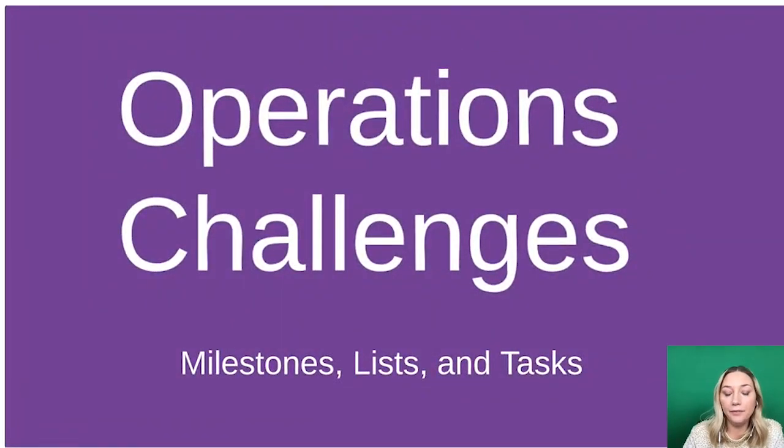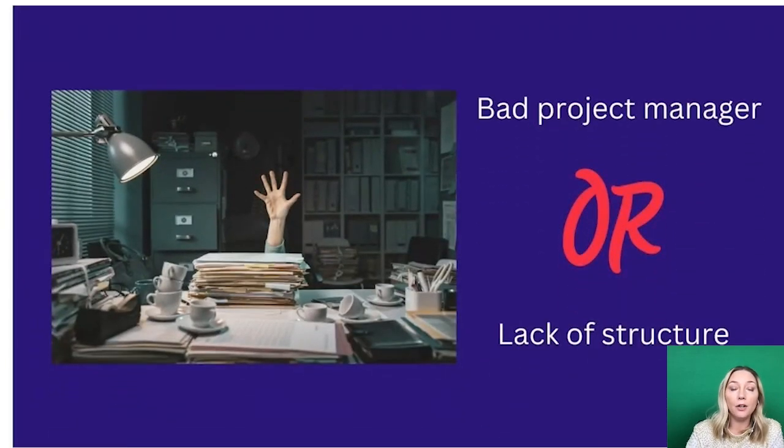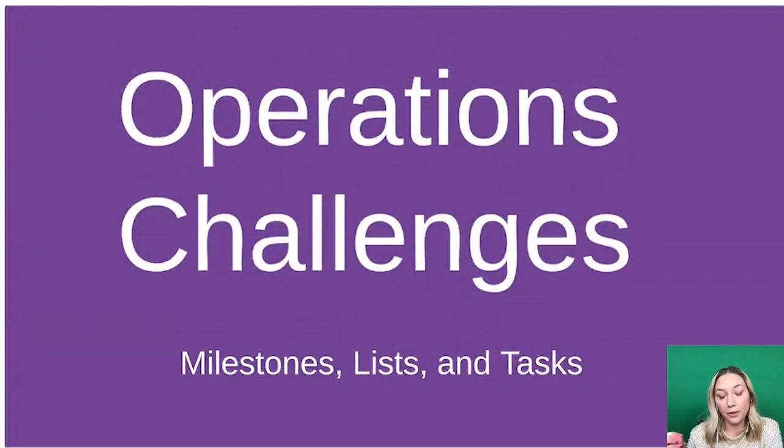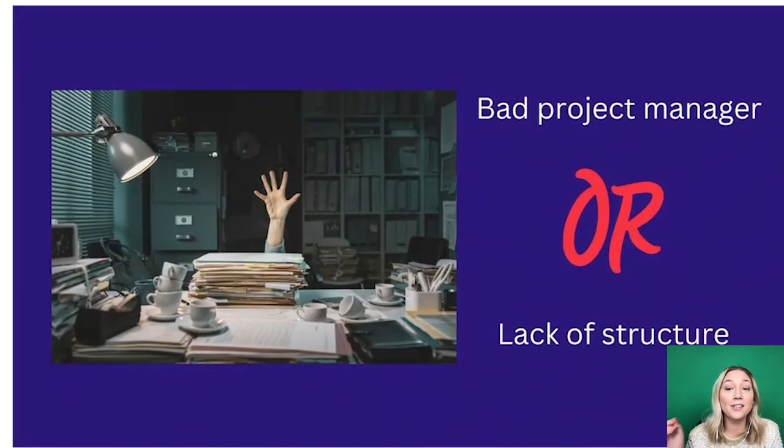All right. So we're going to dive deeper into Zoho Projects now with milestones, lists, and tasks. There are different types of tasks inside of Zoho, so just bear with me. The tasks we're talking about right now are the ones inside of Zoho Projects. So the question is, do you have a bad project manager, or do you have a lack of structure, and your project manager is grasping for straws with no way to organize projects, check in on the people that are completing the projects, and basically measure whether they're being productive or not?